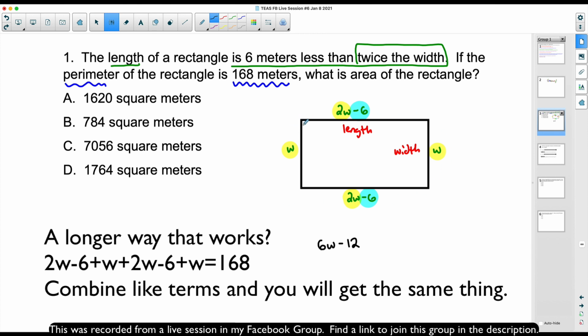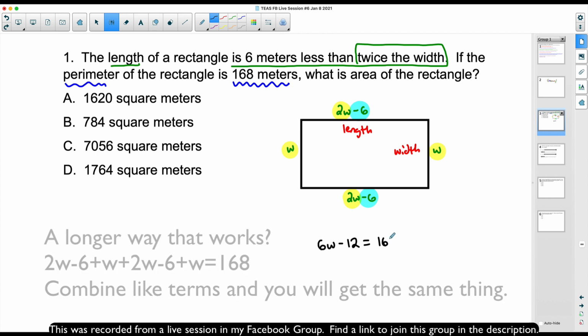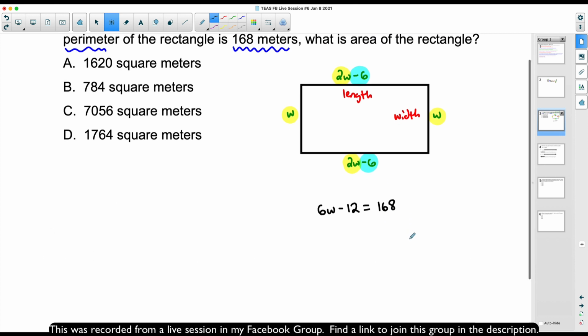I've added up all my sides and we set this equal to the perimeter of 168. Now let's take this equation here and solve for W. That is going to be our width. So to solve this for W, I'm going to add 12 to both sides, solving equations here. And we have 6W is equal to 180.